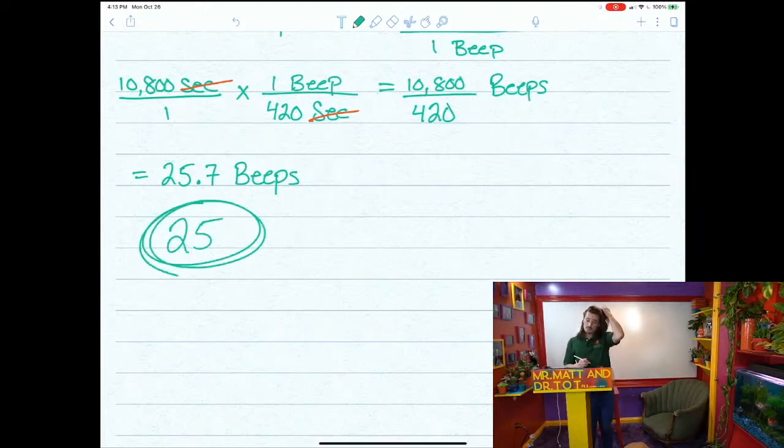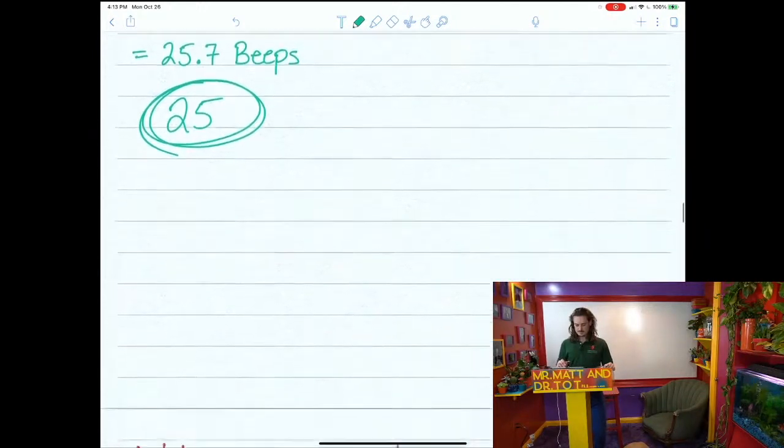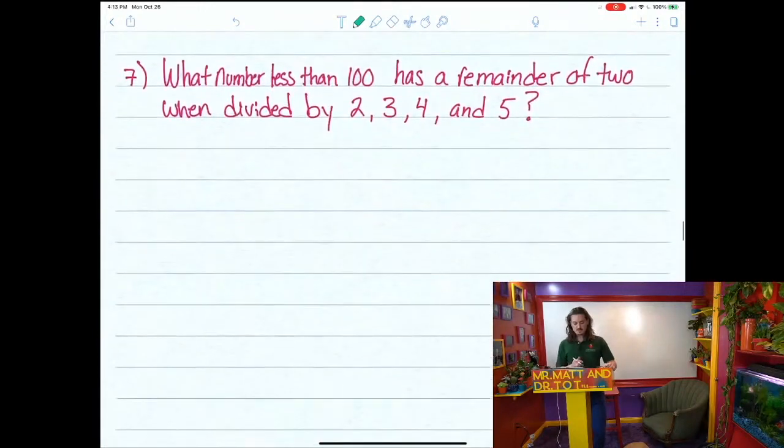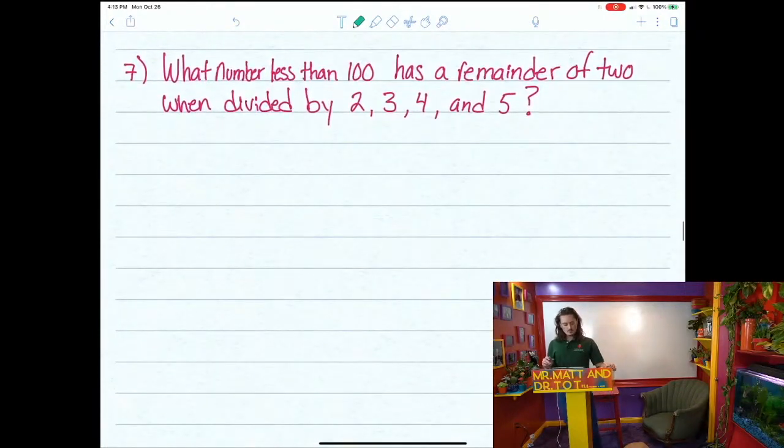If you have any questions, then please let me know. Otherwise, let's take a look at number 7. Number 7 asks, what number less than 100 has a remainder of 2 when divided by 2, 3, 4, and 5? So what number less than 100 has a remainder of 2 when divided by 2, 3, 4, and 5. There's 4 numbers there.